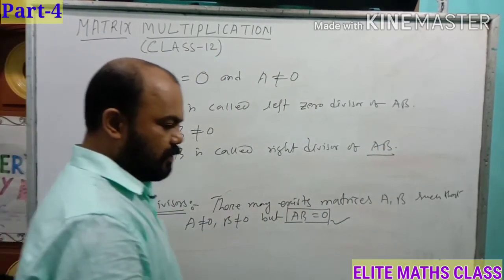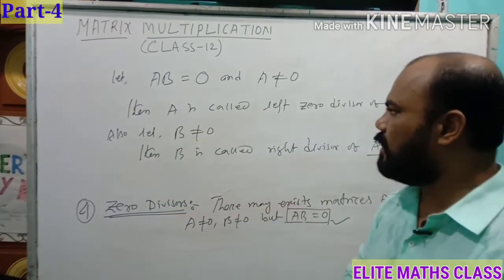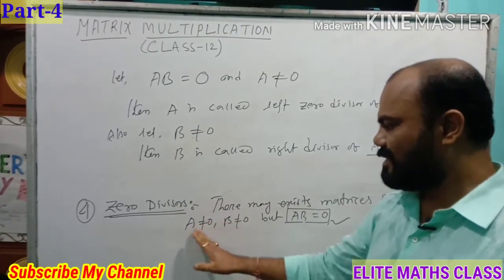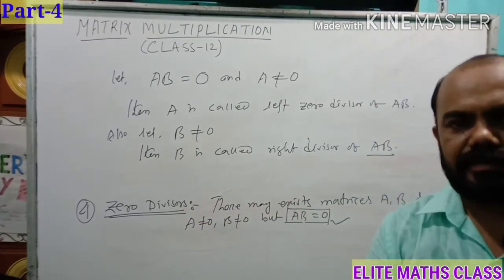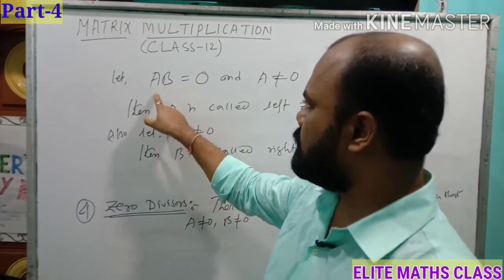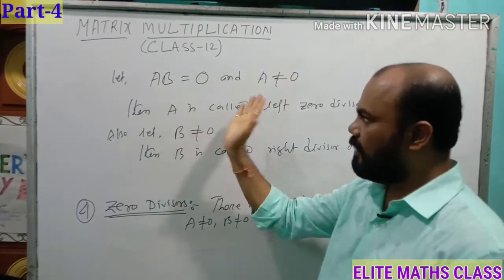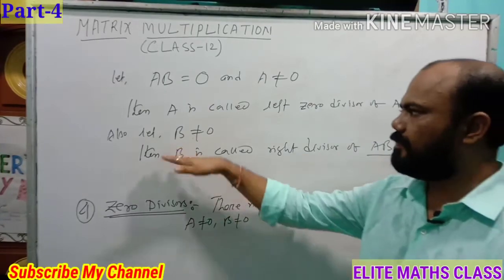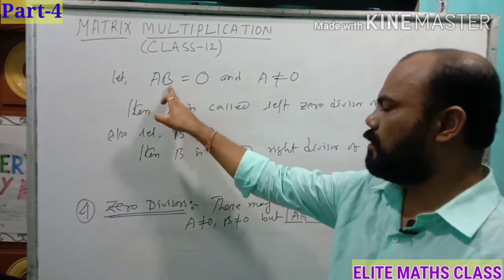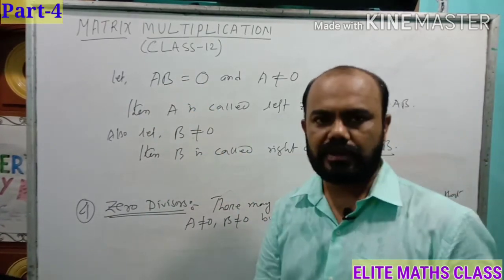So these are two new things. About divisors of 0, first thing, this may happen, both the matrices A and B not equal to 0 but their product may be 0. Now if the product of the two matrices AB is 0 such that the matrix A is non-zero, then A is called left divisor of 0. And in the reverse case, B not equal to 0 but the product is 0, then B is called the right divisor of the product AB.